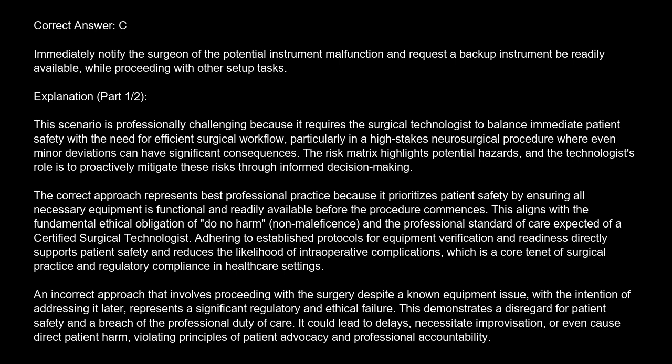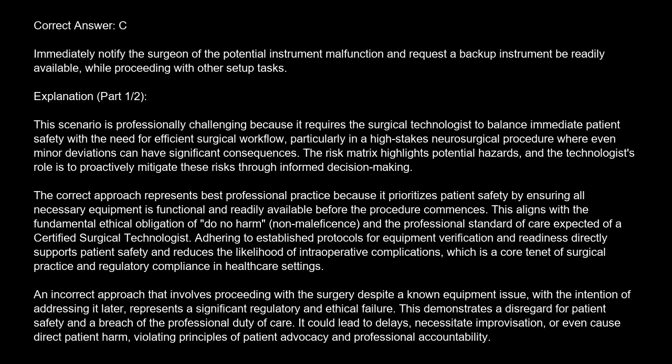with the need for efficient surgical workflow, particularly in a high-stakes neurosurgical procedure where even minor deviations can have significant consequences. The risk matrix highlights potential hazards, and the technologist's role is to proactively mitigate these risks through informed decision-making. The correct approach represents best professional practice because it prioritizes patient safety by ensuring all necessary equipment is functional and readily available before the procedure commences.